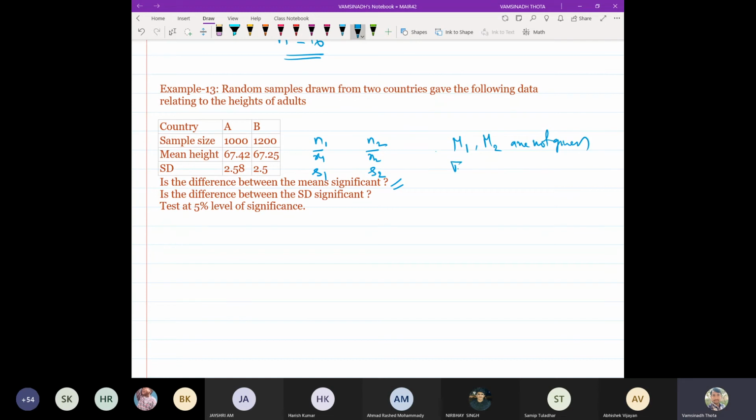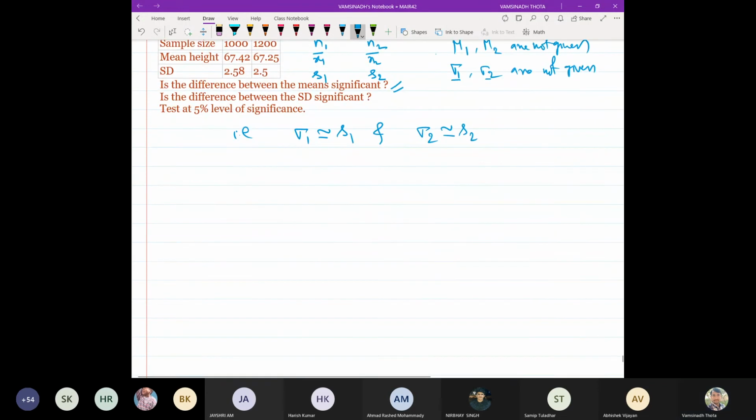Sigma 1 and sigma 2 are also not given, not given in the sense not known. But for large samples, the standard deviations of the populations can be approximated with the sample standard deviations. That is, you need to consider sigma 1 is approximately equal to S1 and sigma 2 is approximately equal to S2.